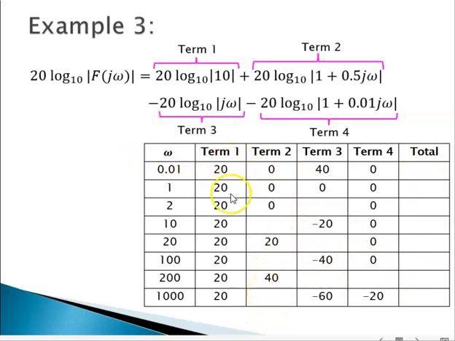Okay. This term 1 is constant. It is 20 for all the frequencies. This doesn't involve omega. This is a first order term with a corner frequency of 1 over 0.5 is equal to 2. So up to 2 it is zeros. From 2 onwards it will increase by 20 dB per decade. One decade from 2 will be 20, 200. So from 0 to 20, 20 to 40, that will be 20 decibels per decade.